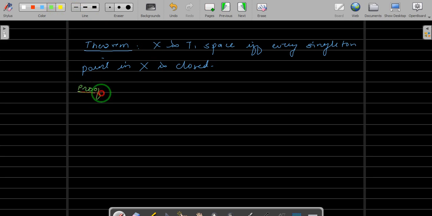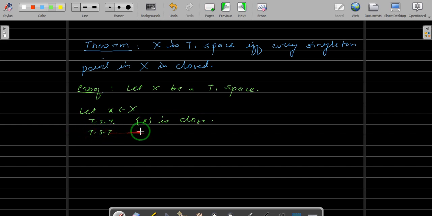Proof of this is very simple. Let X be a T1 space. We have to show that every singleton set is closed. Okay. So let us take x belonging to X. We take a singleton point. To show that singleton x is closed, right? To show that something is closed, we take the complement of it and show that it is open. So your claim is X difference singleton x is an open set.